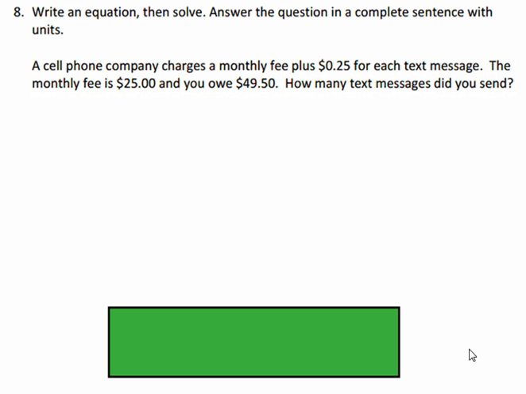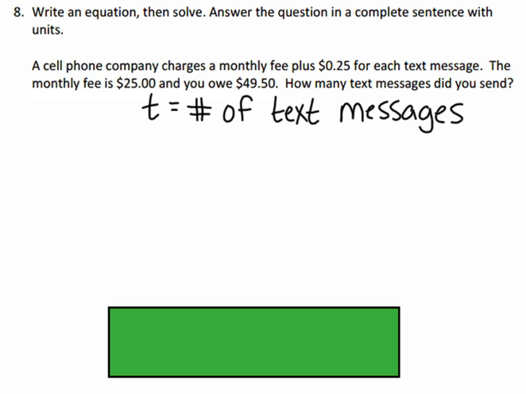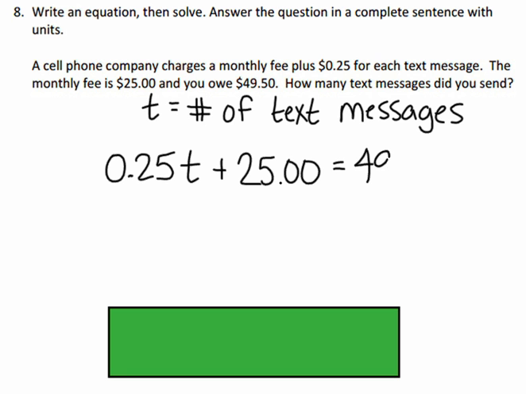Okay, we're going to start by defining our variables. So we can say T represents the number of text messages. Since it is 25 cents per text, I can write that as 25 cents multiplied by the number of texts, or 0.25 T. Then you pay a monthly fee of $25, and altogether that adds up to $49.50. So this is a two-step equation.